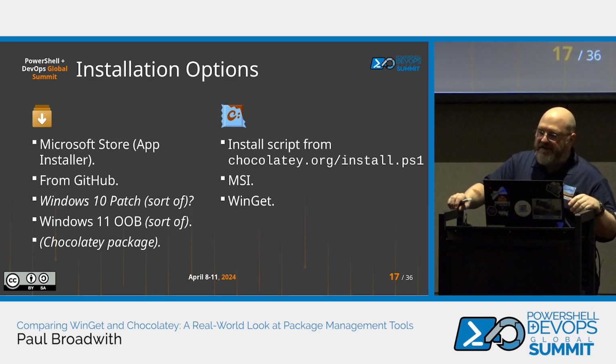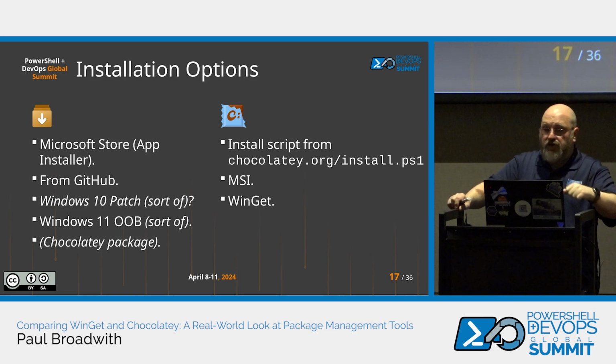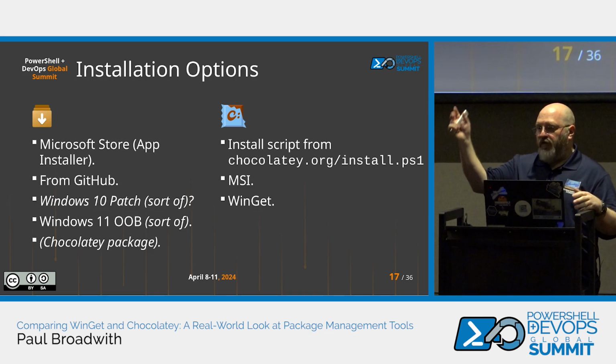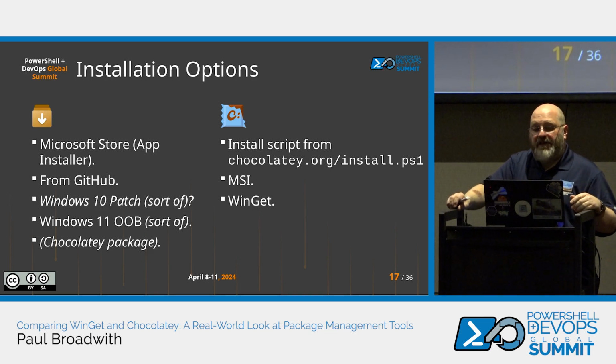But we recognize that people don't always want to do that. There's an MSI that we created for version 2 of Chocolatey CLI. So you can install that in the traditional way, double click it, go through next, or you can install it with the traditional MSI command line options. You can install it automated and silently.